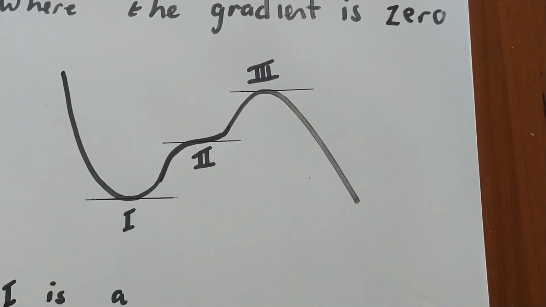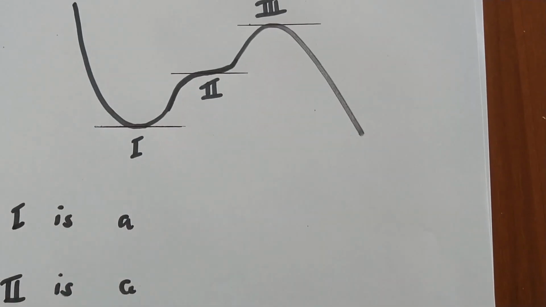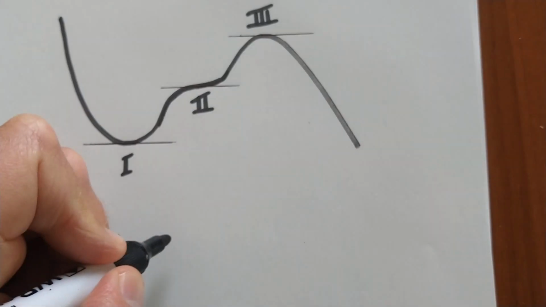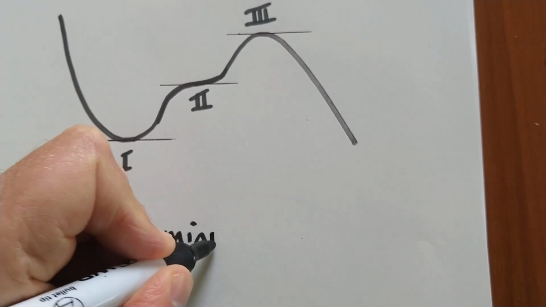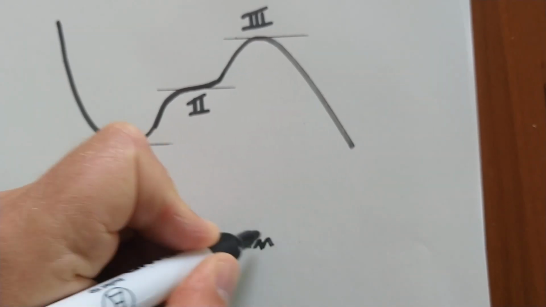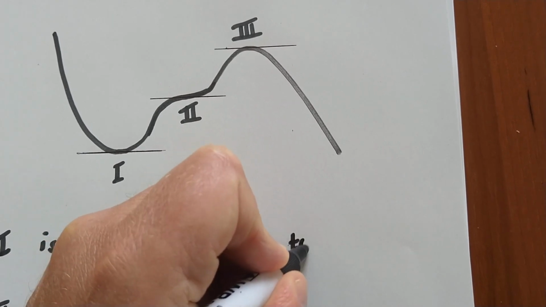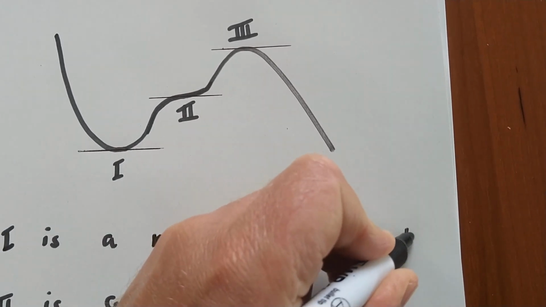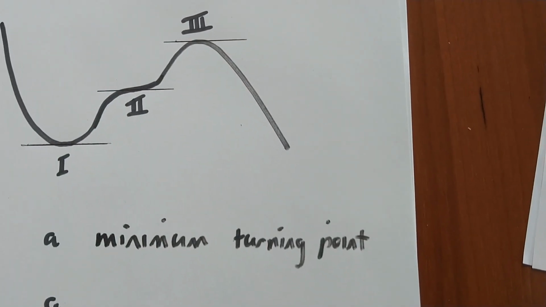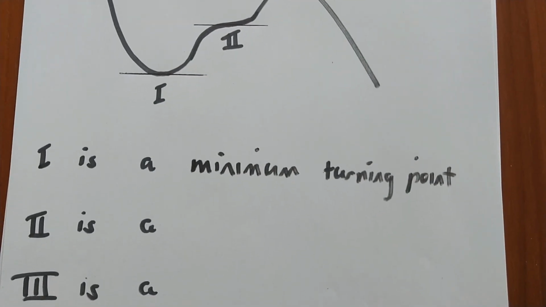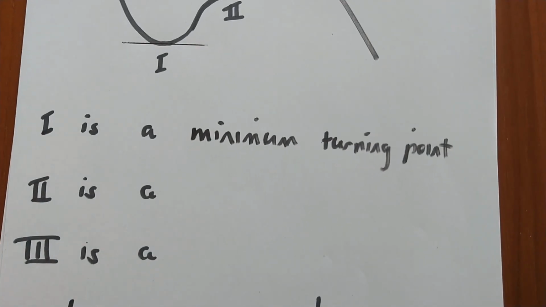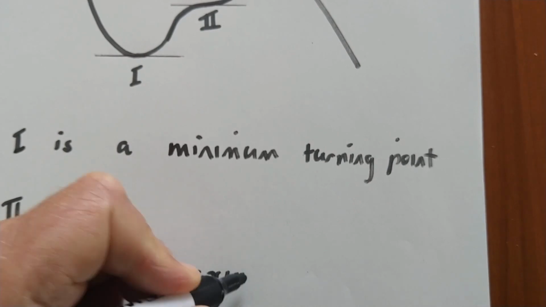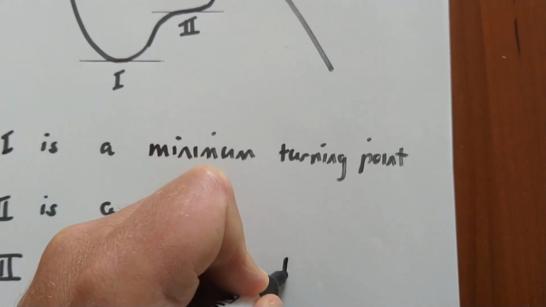So, stationary points. Point 1 here is coming down to a minimum value and going up again. So we say it is a minimum turning point. And you can call it a min TP if you wish. Okay. Point number 3 is a maximum turning point.